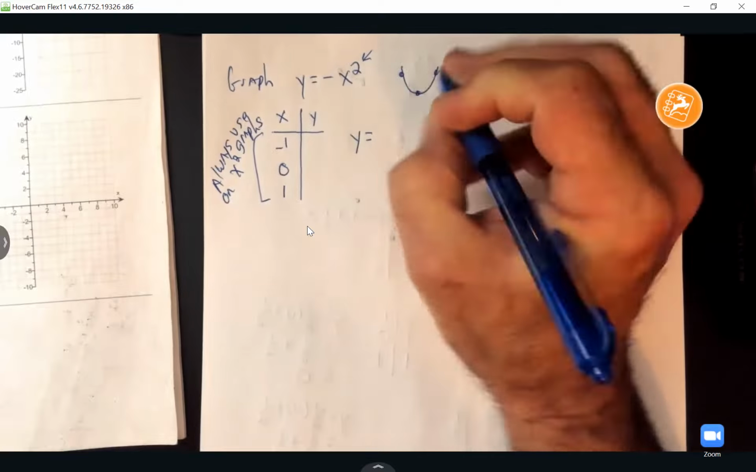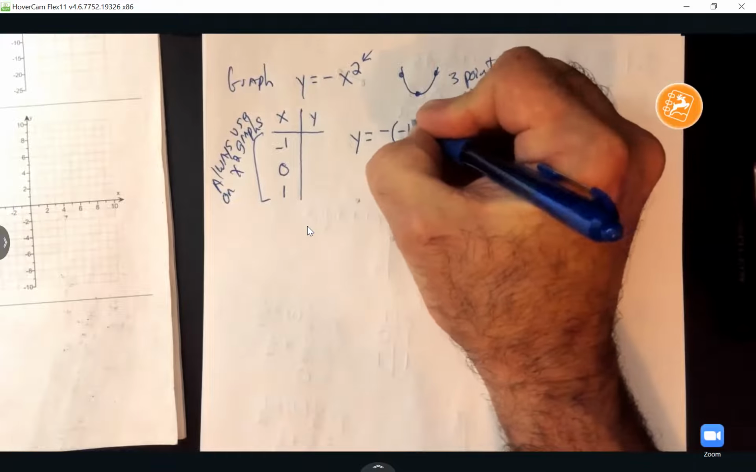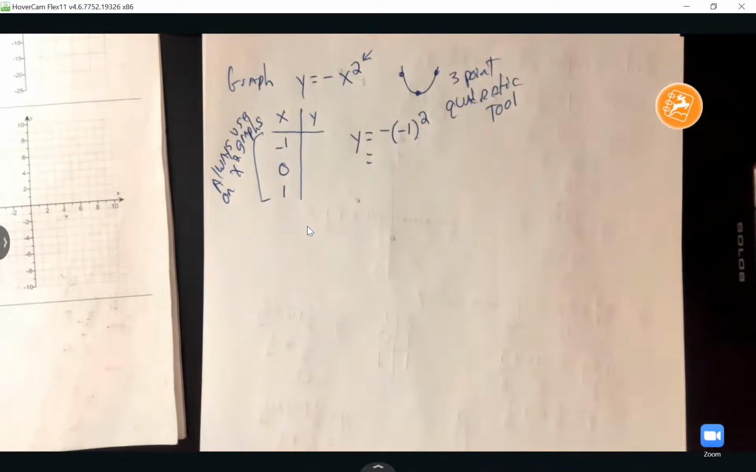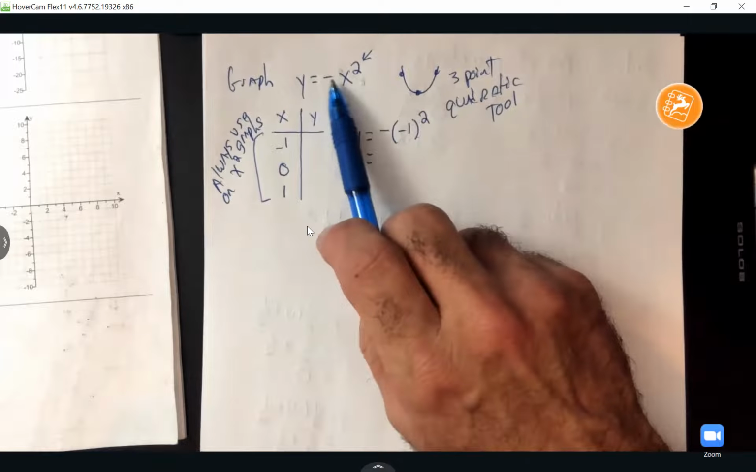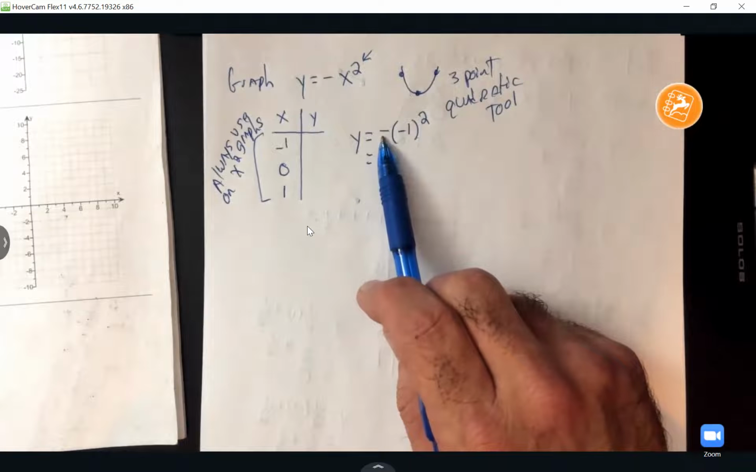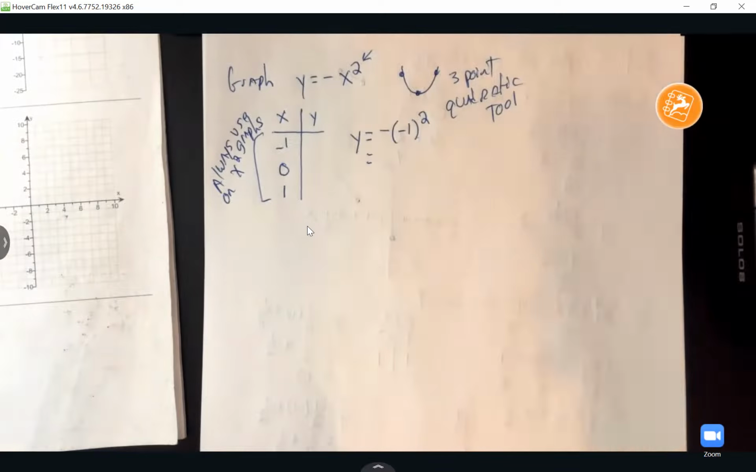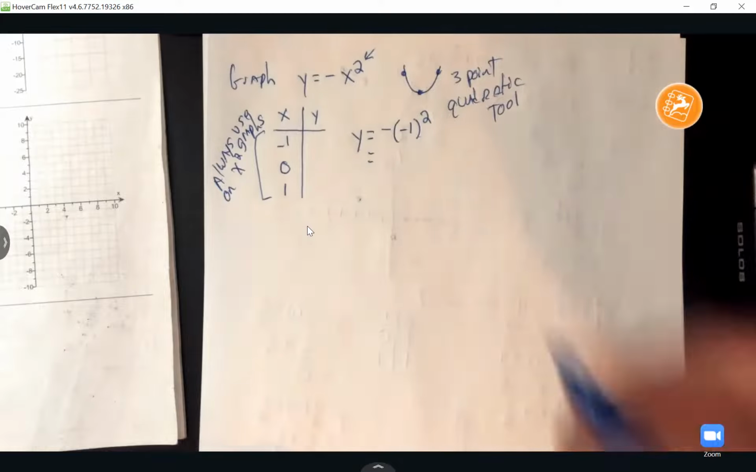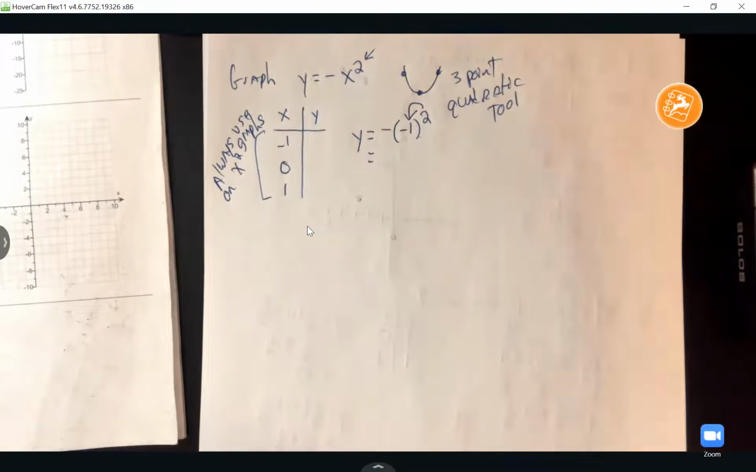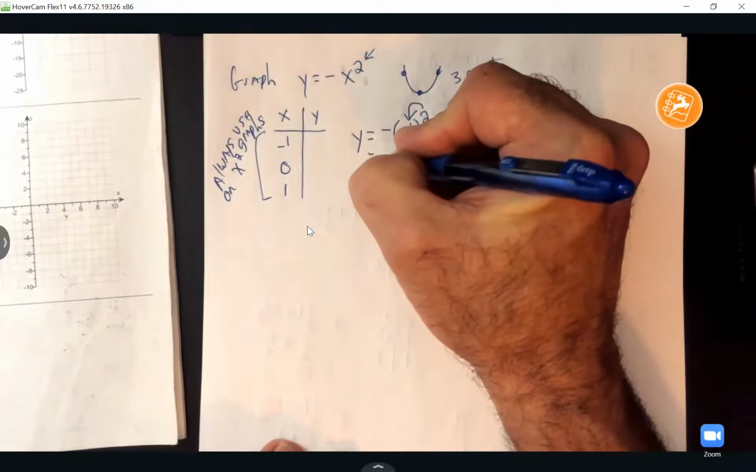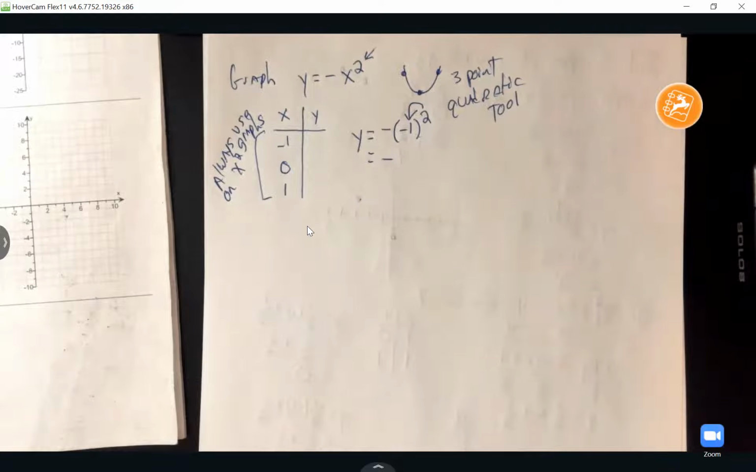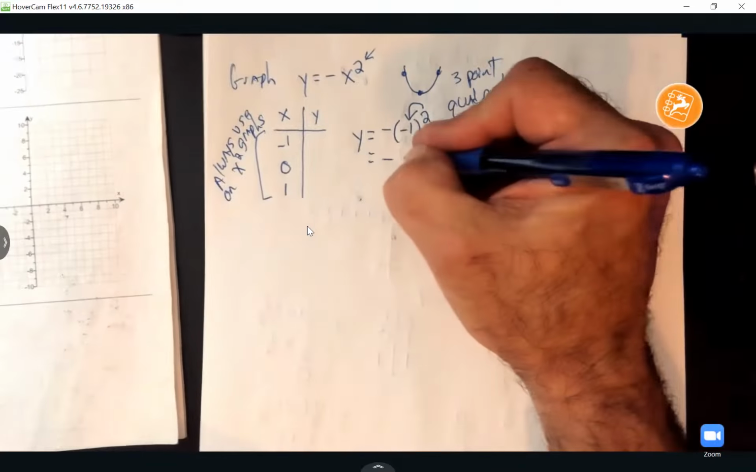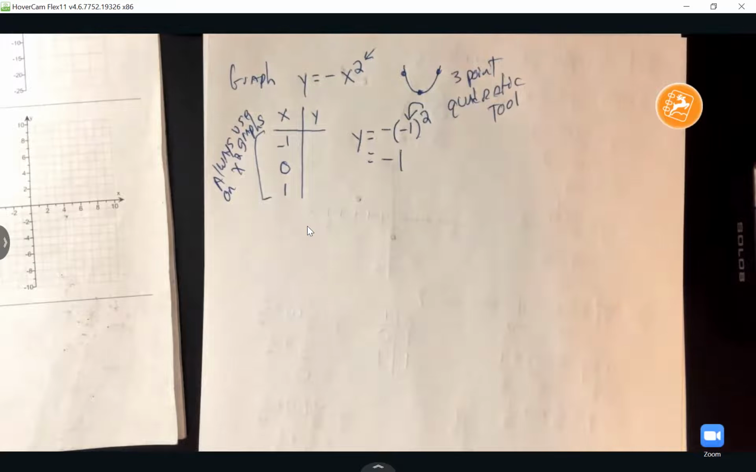So first, I got my negative, and then I put in a negative 1 and square it. So y'all, here's the thing. When your x's are negative and your function has a negative in front, you got to put both negatives on this, okay? Follow order of operations from your Aunt Sally. Got to do exponents before you can multiply. So the exponent affects that negative 1. So bring this negative down and then figure out what is negative 1 times negative 1. Well, that would be a positive 1. So this answer ends up as a negative 1.